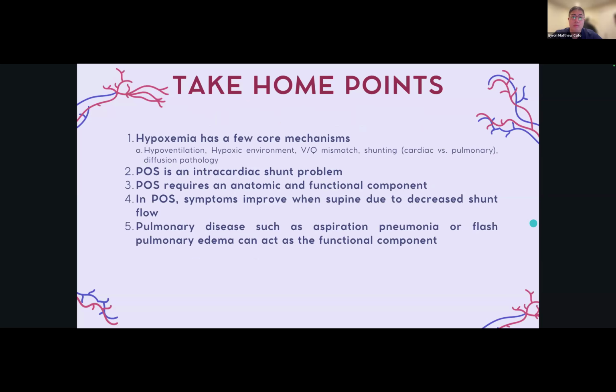So just some take-home points. Hypoxemia has a few core mechanisms, as we've discussed and seen through the cases. And POS is an intracardiac shunting problem that requires an anatomic and functional component, as seen in this patient who had a PFO, as well as aspiration pneumonia and flash pulmonary edema. In POS, symptoms improve when you're supine due to decreased flow through the shunt. And pulmonary disease, such as aspiration or flash pulmonary edema, can act as the functional component.